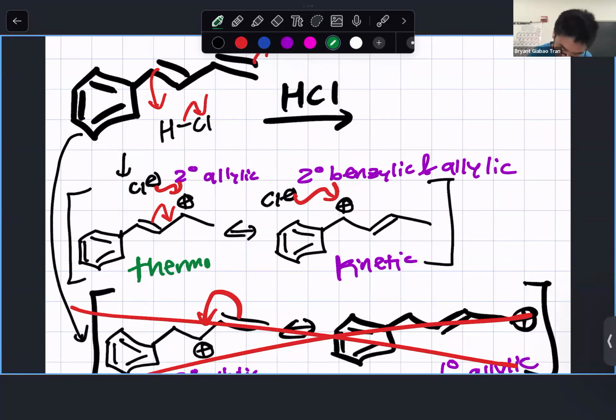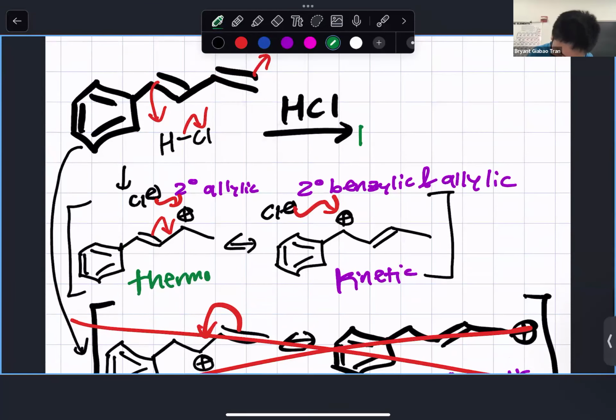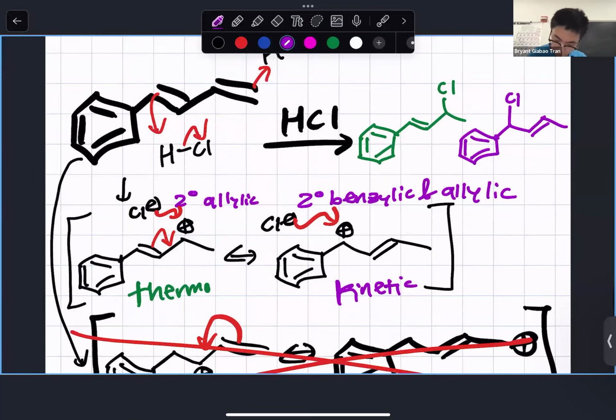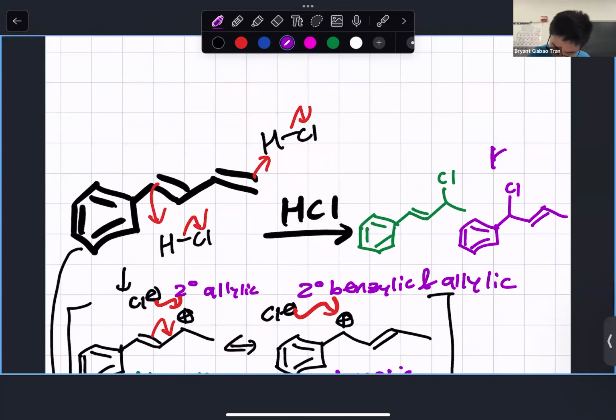So your thermodynamic product gives you your more stable double bond. And Cl is there. Kinetic product comes from the more stable intermediate. In this reaction, it is the more stable carbocation right there. This is kinetic. This is thermodynamic.